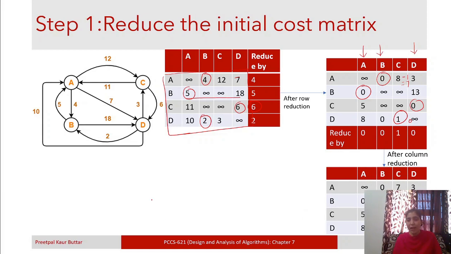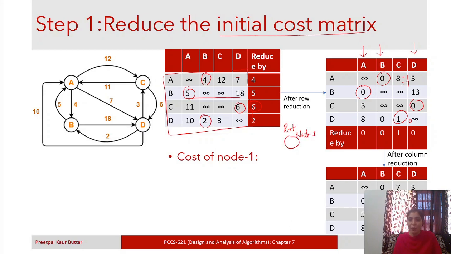So now we have reduced the initial cost matrix by rows as well as columns. Now we are creating node 1 in our tree, that is the root node. Through a reduction of the initial cost matrix, we are going to create the root node of our search space. So this will be called node 1.